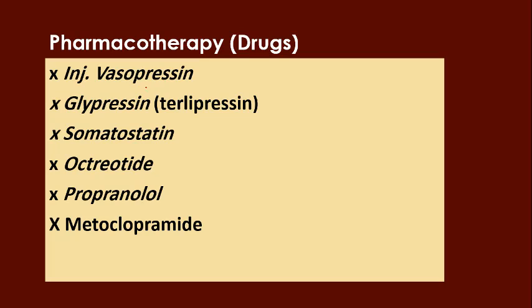Pharmacotherapy by using vasopressin injection in a dose of 0.4 units per minute for 24 hours, which is commonly used. The vasopressin infusion is combined with glyceryl trinitrate tablets sublingually to reduce the cardiac side effects and to increase the efficacy of vasopressin. Vasopressin is contraindicated in ischemic heart disease as it causes coronary vasoconstriction.